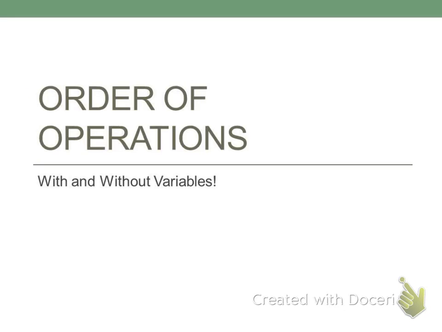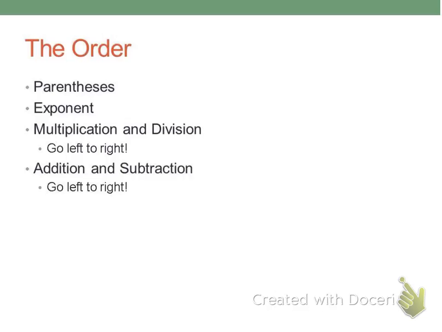This is the video that goes along with order of operations with and without variables. So, the order you want to do is you want to start with parentheses. Anything inside the parentheses goes first. So if you have inside 2 minus 1, and then on the outside of the parentheses plus 2, you would do 2 minus 1 first to get 1, and then add 2 to that.